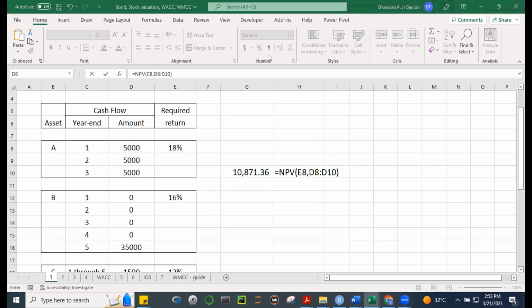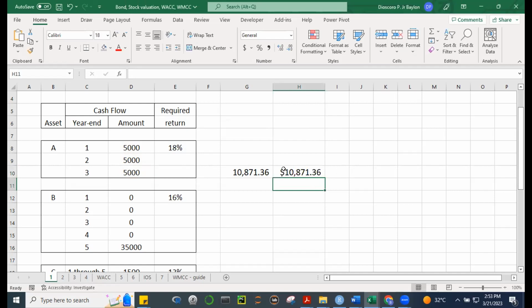Okay, yes, thank you, Luis. Okay, how about the others? You should be getting the same value, 10,871.36. There are different ways to compute for the present value. You can use the PV function. You can use the NPV function. The NPV function is particularly powerful if you have a stream of non-uniform cash flows. Okay, good. Thank you for your feedback. Then this should be also 10,871. Let me just copy the format of this.